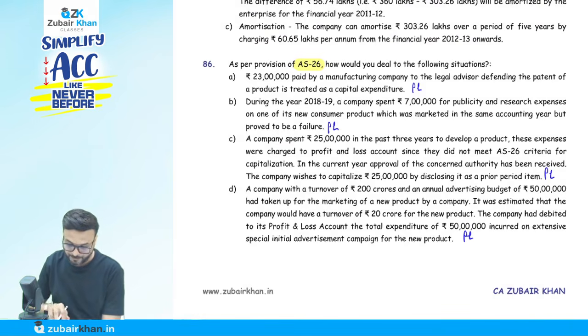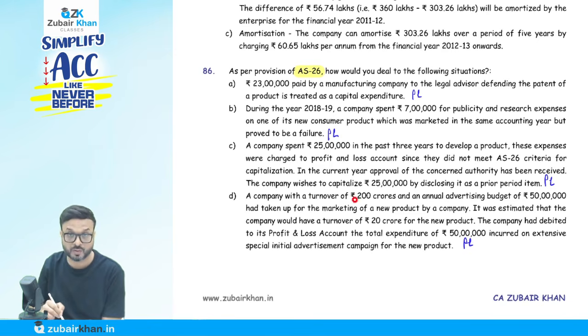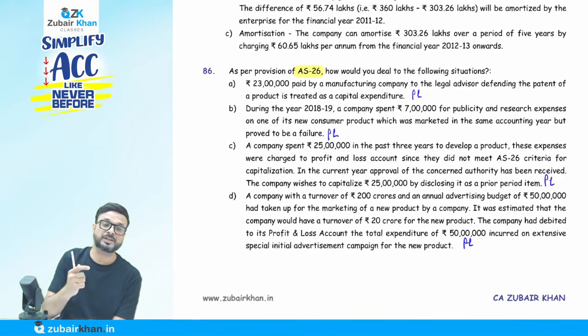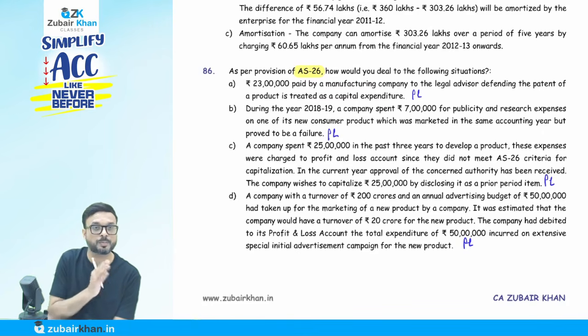Now, next is D. They say a company with a turnover of 200 crore and an annual advertisement expenditure budget of rupees 50 lakh has taken up the marketing of a new product. Let me tell you honestly, advertisement expense is not an intangible asset. That is a revenue expenditure that will go to the P&L account. It was estimated that the company would have a turnover of 20 crore for the new product. The company had debited to its P&L account the total expenditure of 50 lakh, that is advertisement, incurred on an extensive special initial advertisement campaign for the new product. Correct, it should be charged to the P&L account. That advertisement is not going to generate an intangible asset. That will go to the P&L account only.